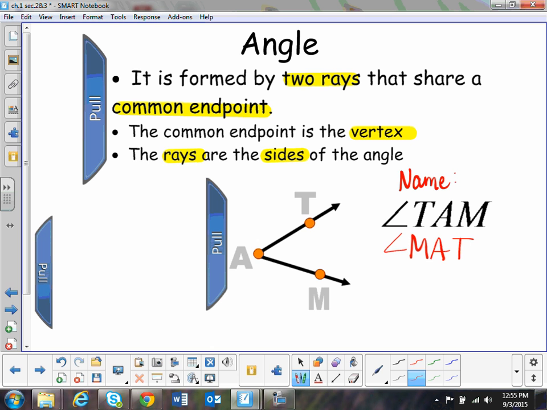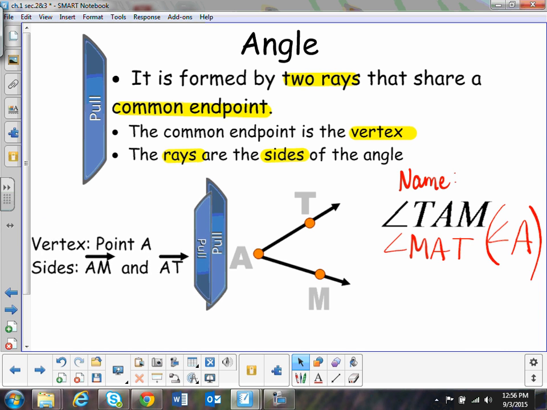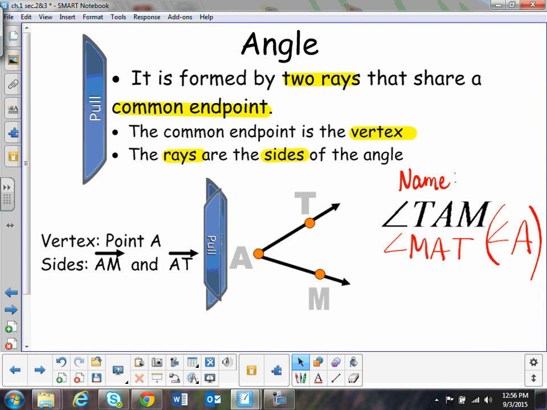You can also name this one with just 1 letter, only because it's an angle all by itself. This is hardly used. We mostly use 3 letters. Talking about the sides, the sides of the angle are rays AM and AT. If I ask you to name the sides, which you have to do in your homework, that's how you would do that. If I ask you to name the vertex, all you would say is A. And that's an angle.